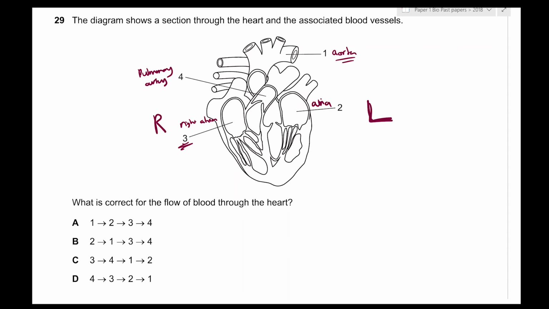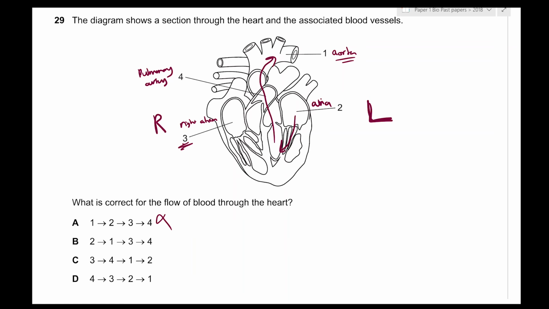Now, what is the correct sequence of blood flow? Let's look at the suggestions that we have here. For A: 1, 2, 3, and 4. So 1 is the aorta, 2 is the atria. It's impossible that there's backflow from the aorta back to the atria because first of all, atrial systole takes place, the contraction of the atria, then blood goes to the ventricles, then out to the aorta.